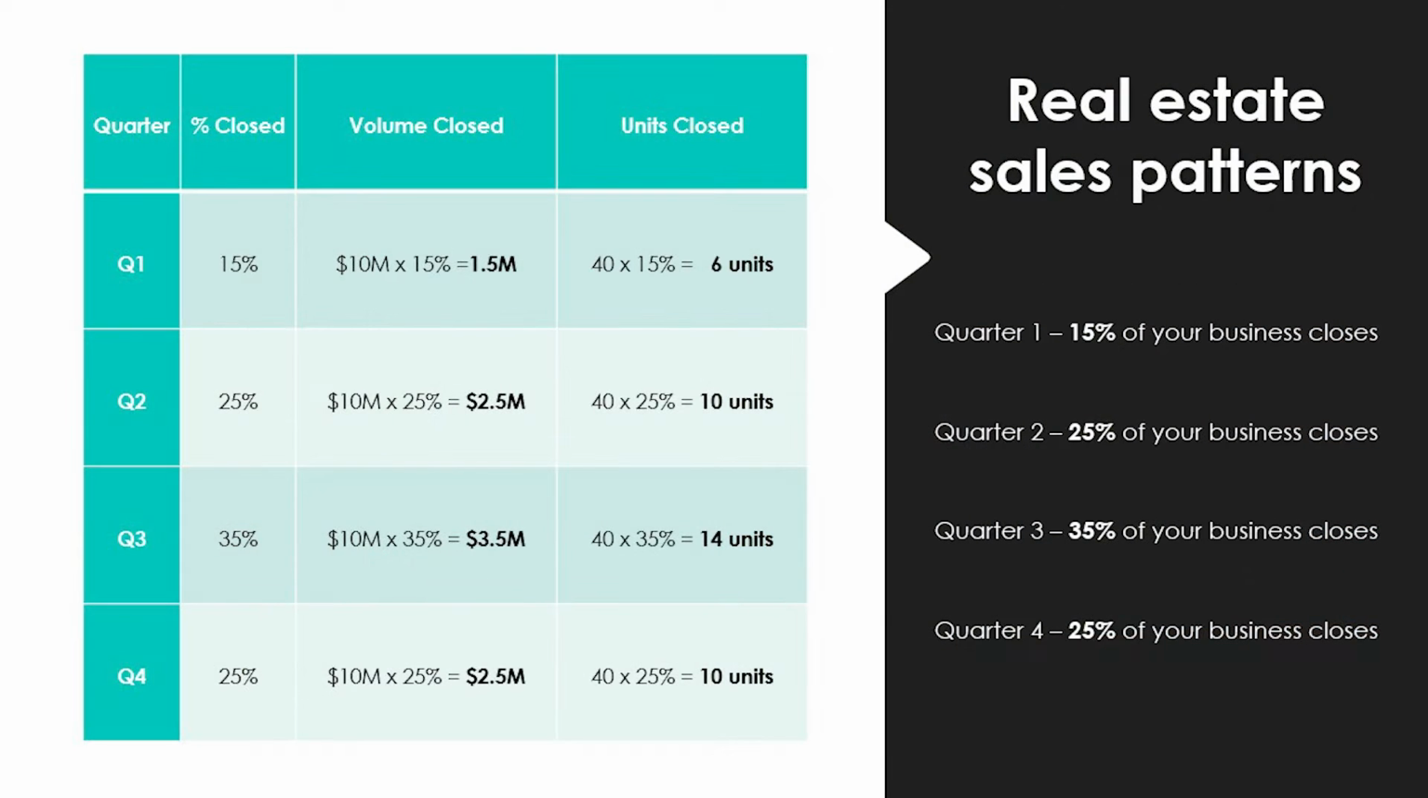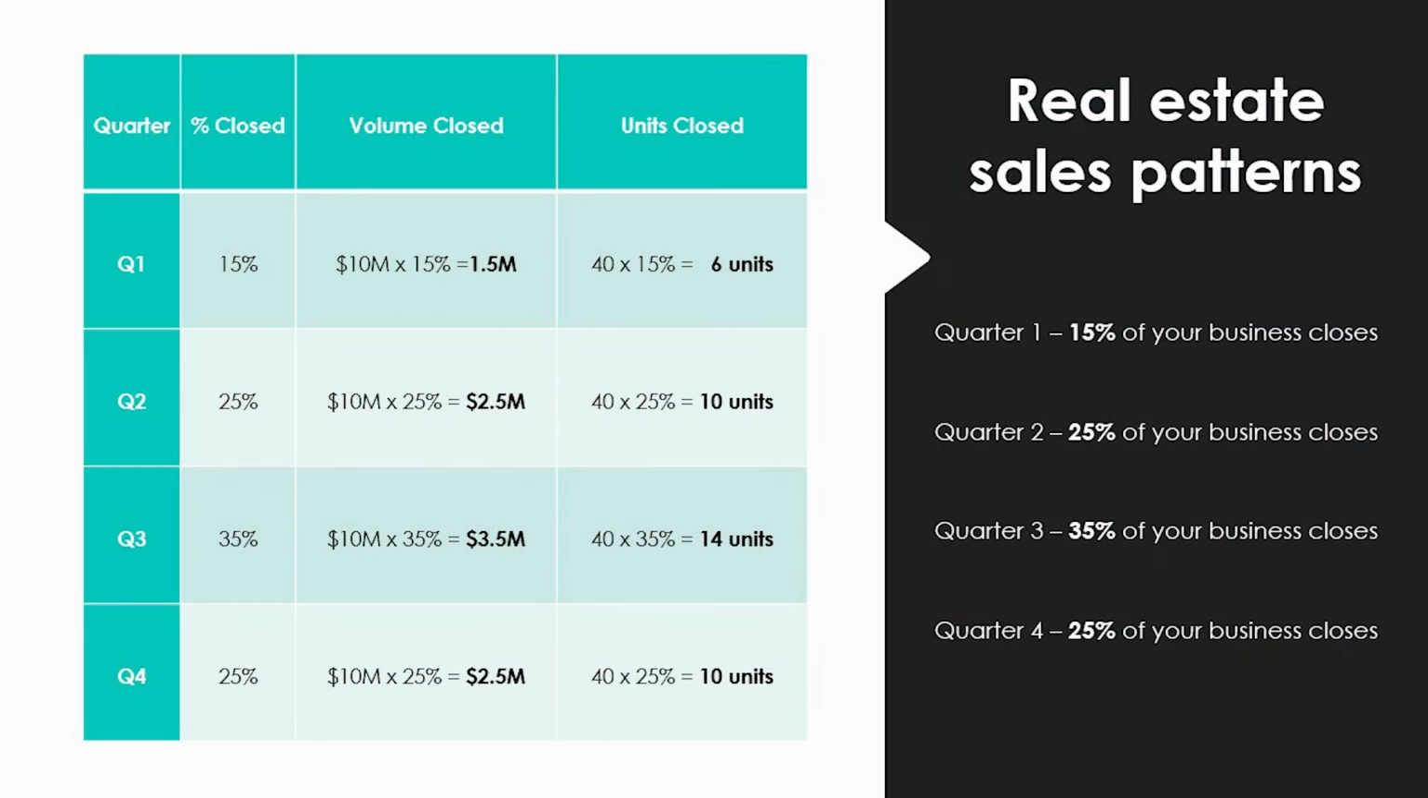Each year, you should expect to close 15% of your business in quarter one, 25% of your business will close in quarter two, 35% in quarter three, and 25% in quarter four. Now I want to go back really quickly and restate something. I said that our results always show up 90 days after our actions. And this makes sense, right?